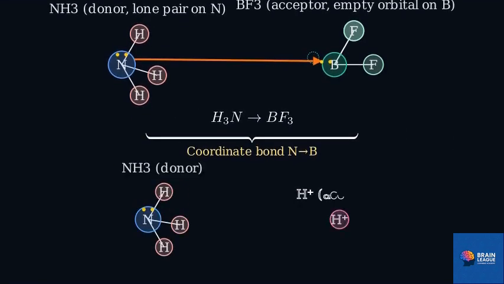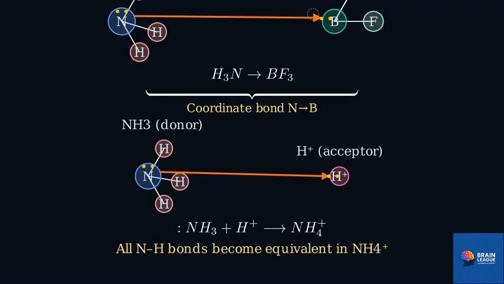Example 2, the ammonium ion. Ammonia donates its lone pair to a hydrogen ion. This creates an N to H coordinate bond, and the result is the ammonium ion. Importantly, in ammonium, all 4 N to H bonds become equivalent in length and strength.